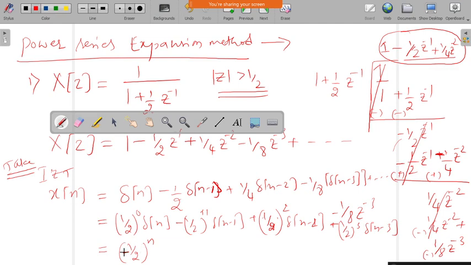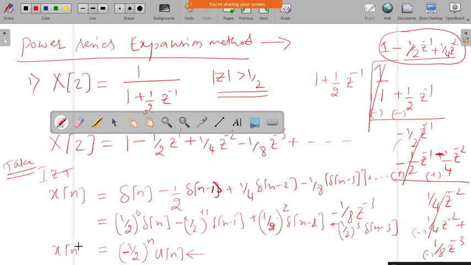So like that, we can write this as minus half power n into u of n, because this series of impulse functions together will give the unit step function. Whenever n equal to 0 it will give del of n, whenever n equal to 1, that is nothing but del of n minus 1, whenever n equal to 2 it will give del of n minus 2, like that.